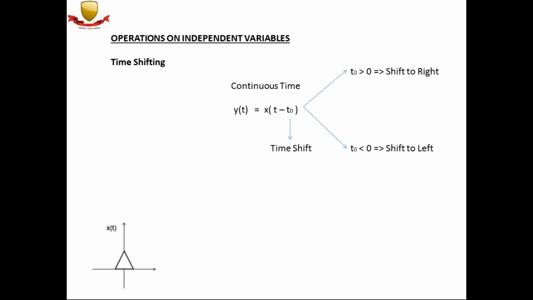Let me give you an example over here. You can see the sample signal. This is at t minus t0, which means it has shifted to the right. This is t plus t0, which means t0 is less than 0, so it is shifted to the left.